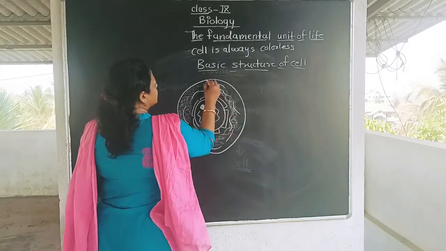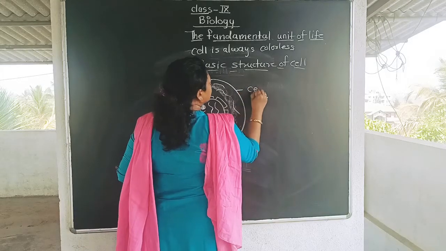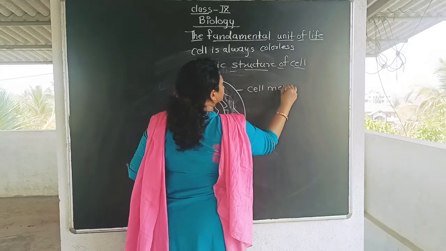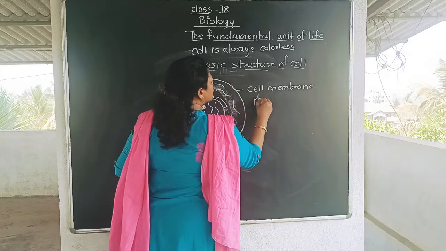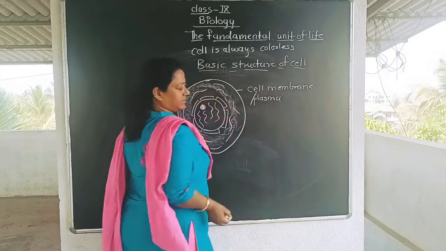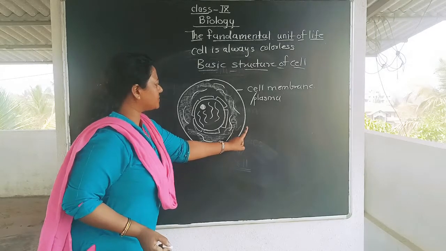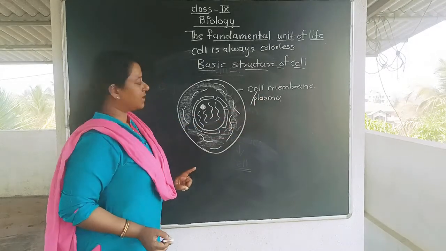Okay, so this is the outermost structure of the cell, which is called the cell membrane. It is also called the plasma membrane. The outer structure of the cell is called the cell membrane or plasma membrane.